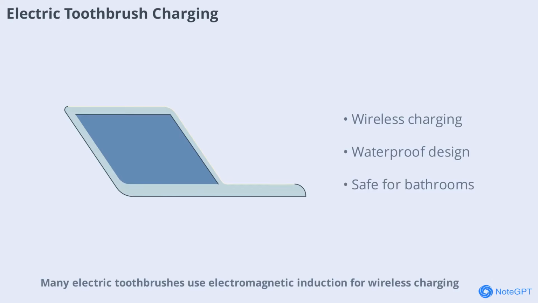Many electric toothbrushes use electromagnetic induction for wireless charging. The charging base contains a coil that generates a magnetic field when plugged in. The toothbrush has a coil inside that picks up this field, inducing a current to recharge the battery. This design keeps the toothbrush waterproof and safe for bathroom use.